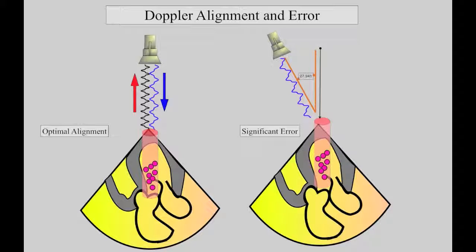To the right of the screen we see a Doppler beam that's at almost a 28-degree angle of incidence with the flow of blood. Anything over a 15-degree angle of incidence will result in significant error in the sampling of the velocities and can lead to incorrect calculations of valve areas and cardiac outputs.